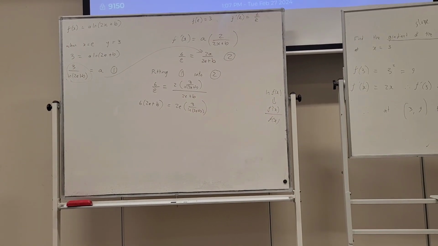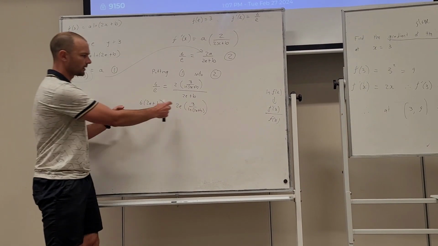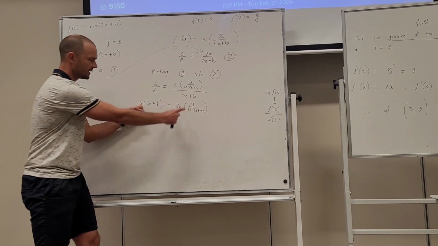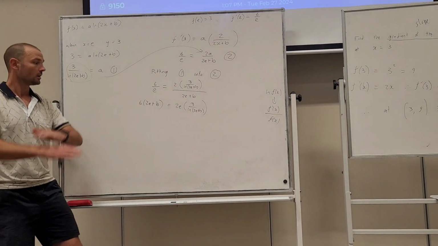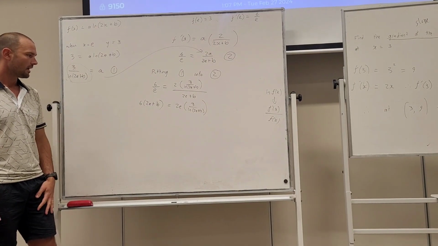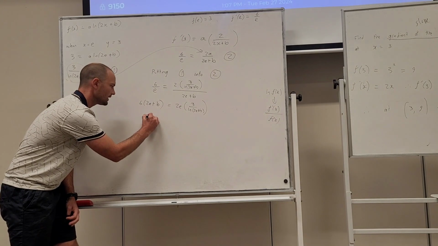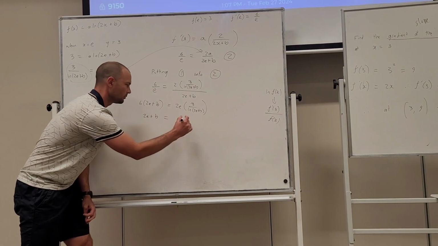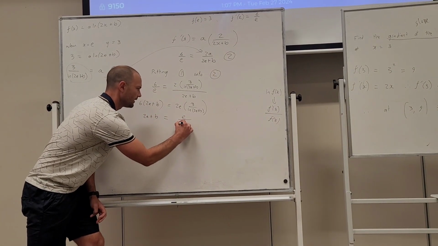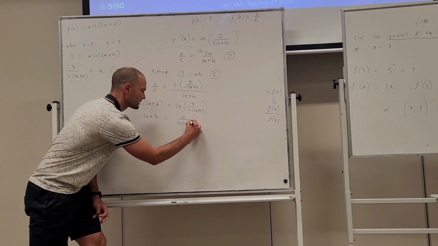Alright, now we can simplify both sides. I'm looking at this, I'm going 3 times 2 is the same as 6, and I've got 6 on this side as well. So we can get rid of the 6. So we'll do that in the next step. So we'll have 2e plus b, and over here we'll have e on top of ln of 2e plus b.